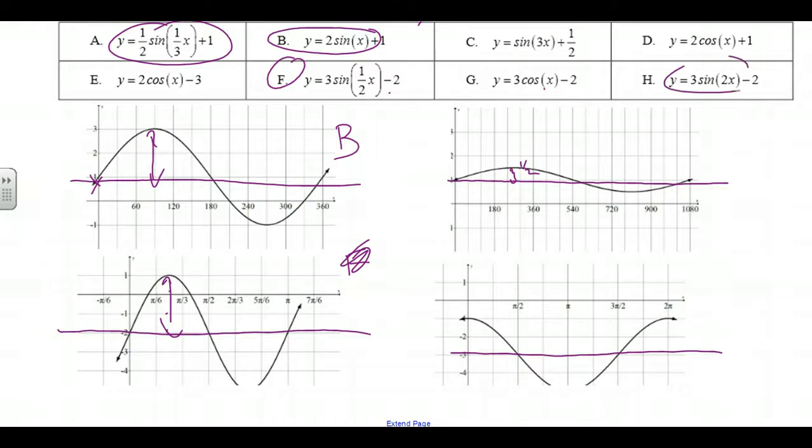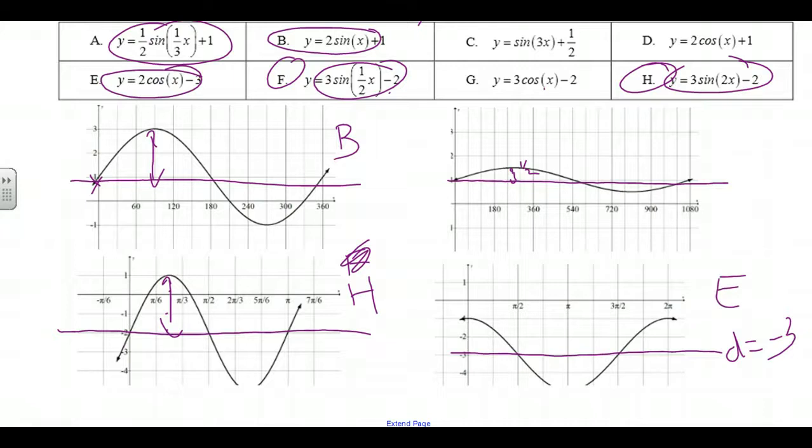Oh, okay, wait a second. These two are the same except for the period. The period is 2 pi over b, 2 pi over 2, which is pi. Does this have a period of pi? Yes, so it is H. And then this one is a cosine function where d is -3, so that pretty much makes it E. Okay, and that's that.